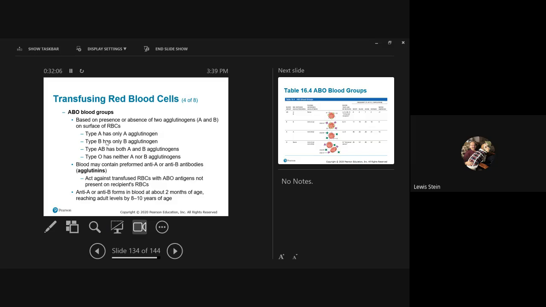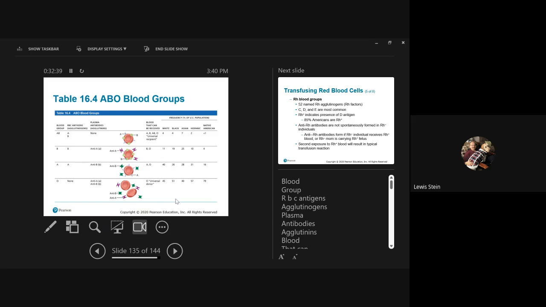So, again, you've all had this before. Type A has A antigens and antibodies to B. Type B has B antigens. Blood may contain preformed anti-A and anti-B antibodies that act against transfused red blood cells with ABO antigens not present in the recipient's RBCs. They form at about 2 months of age, reaching adult levels early on. Voila. Classic chart. I used to draw it.